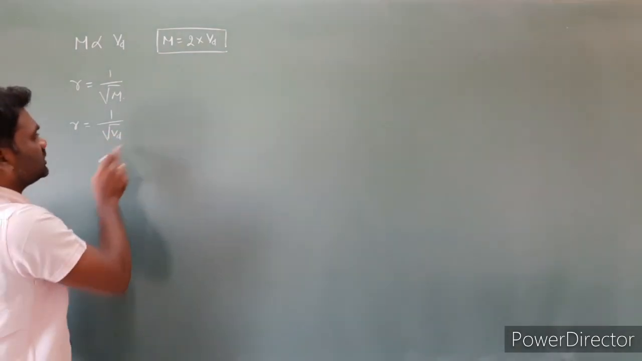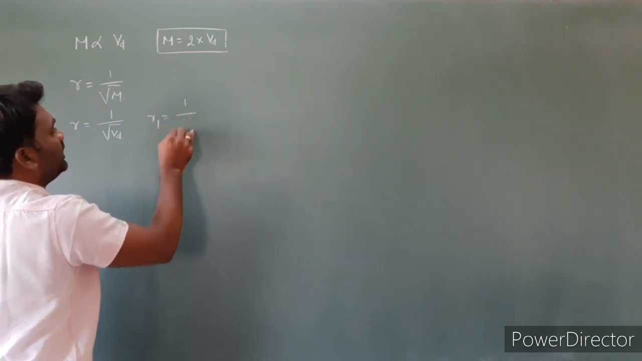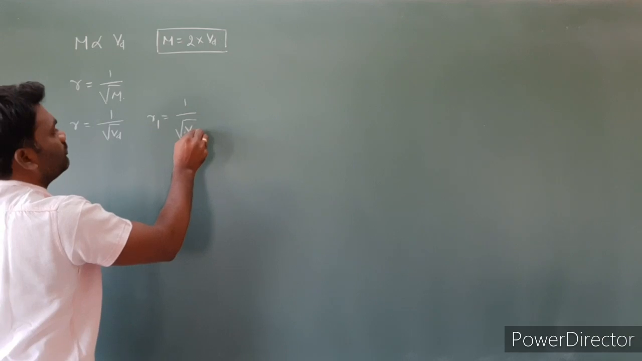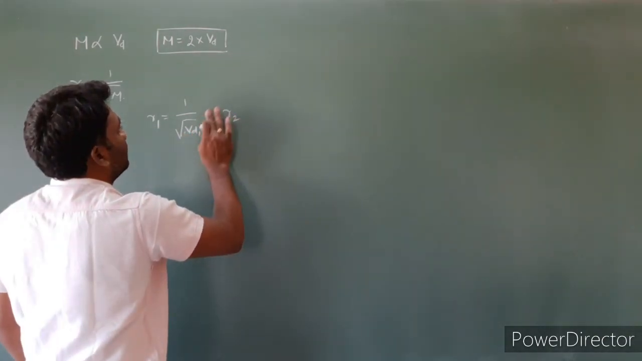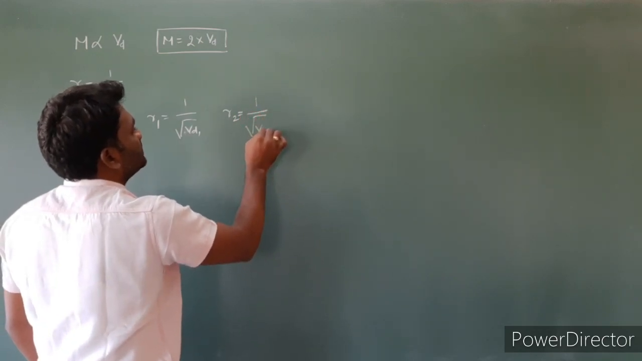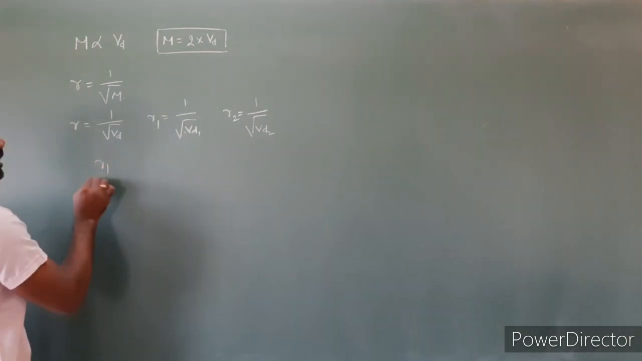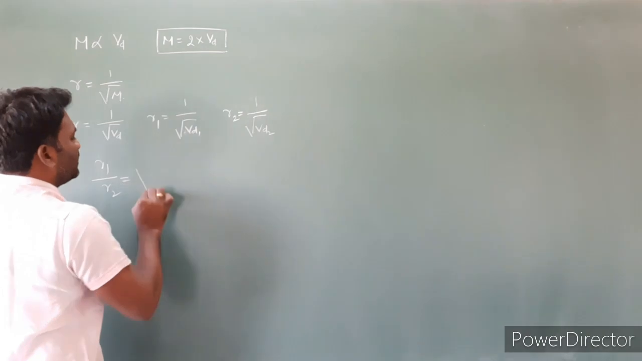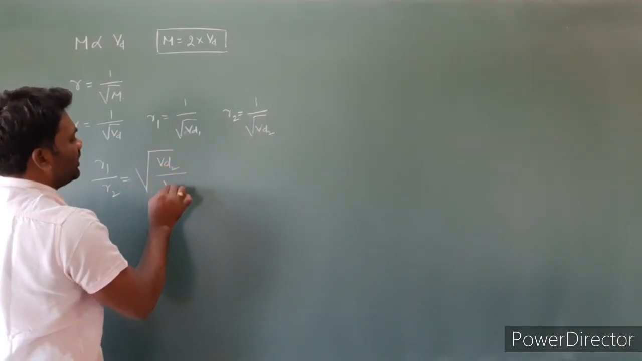So two different cases we can take. One is R1 is equal to 1 by square root of Vd1, and the second case is R2 is equal to 1 by square root of vapor density 2. Then what is the form we can expect? R1 by R2 is equal to square root of vapor density 2 by Vd1.